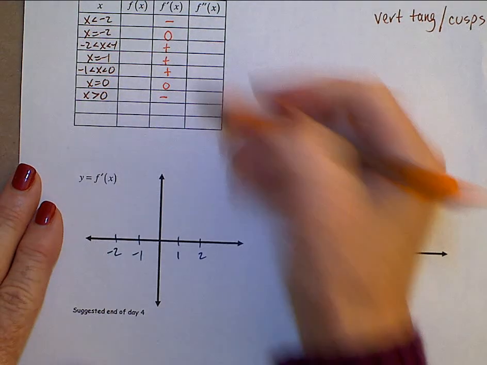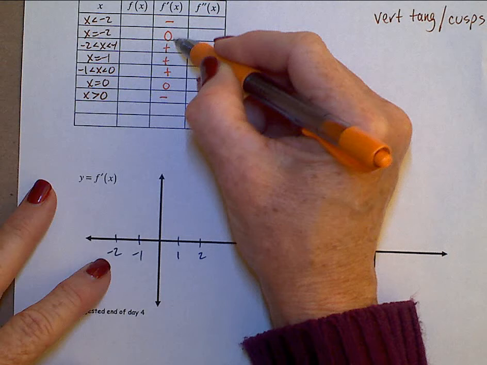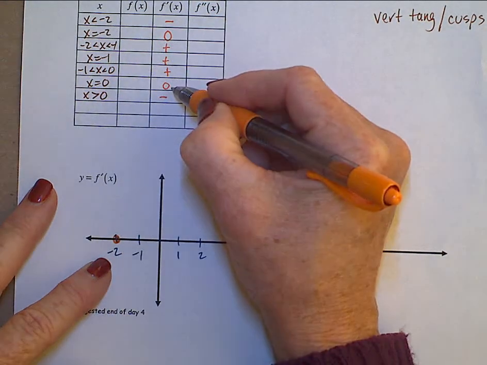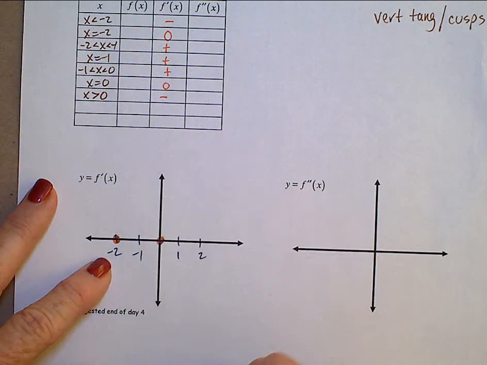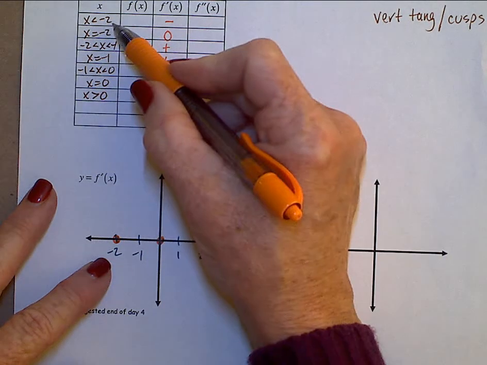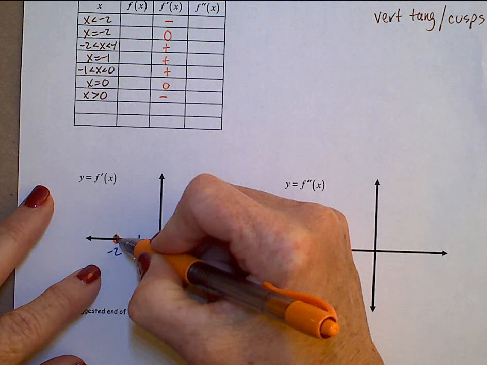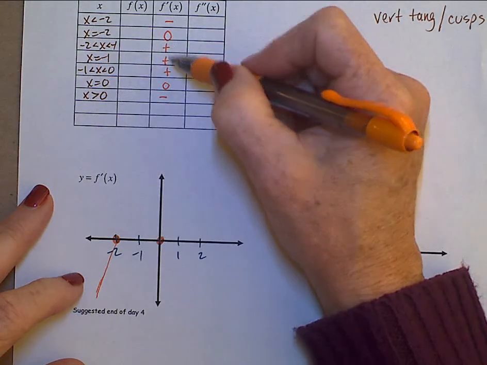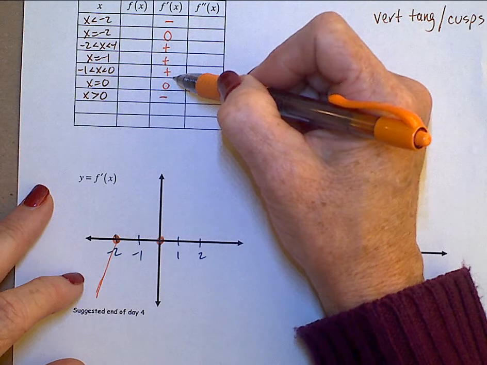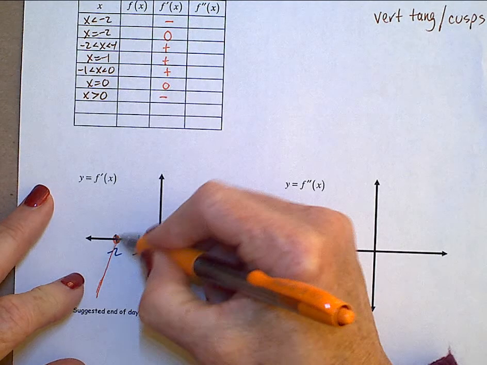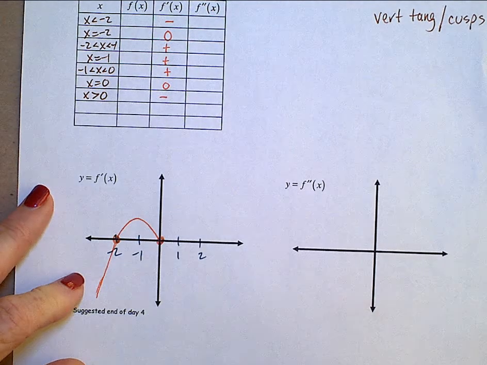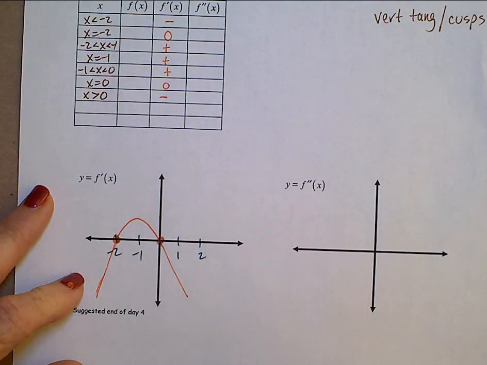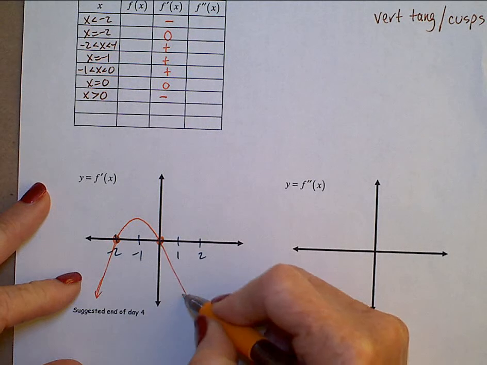And what do we have? At -2, f prime is 0. At 0, f prime is 0. To the left of -2, f prime is negative, something underneath the x-axis. In between -2 and 0, f prime is positive. And when x is greater than 0, f prime is negative. That's it. Don't make it any harder than it is. That's all.